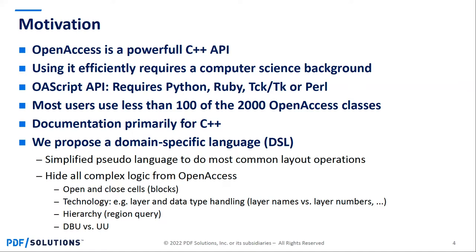Complex operations like region queries are not trivial to implement, so it's almost an impossible task for just a layout engineer to do that. And then another super annoying concept: you have to think in database units instead of your user units. I want to think in microns and not in microns times 1,000 or 10,000 or whatever the recent technologies require. Okay, next slide.